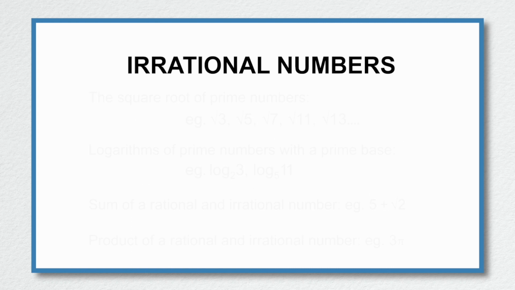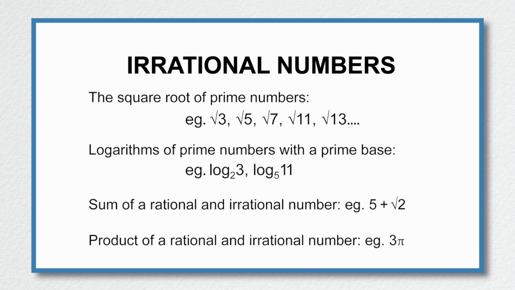Here are some other examples of irrational numbers. So, for example, if we're looking at the square root of any prime number, these are all irrational. Logarithms of prime numbers with a prime base are also irrational, but let's not get too worried about these. Also, if we add a rational number to an irrational number, we will produce an irrational number. For example, 5 add the square root of 2. And if we multiply a rational number by an irrational number, we also produce an irrational number. So for example, 3 multiplied by pi, or 3pi.